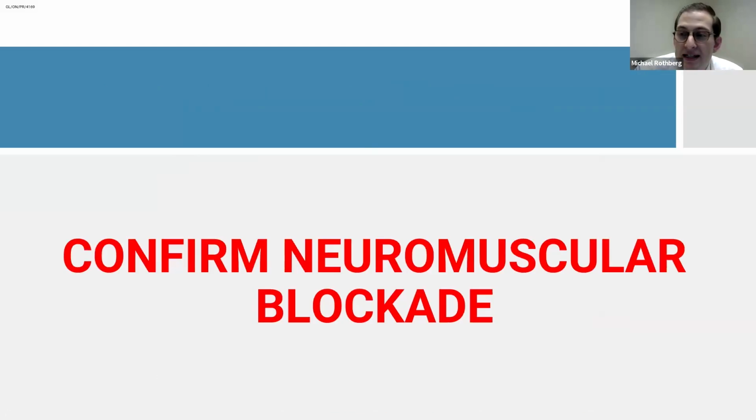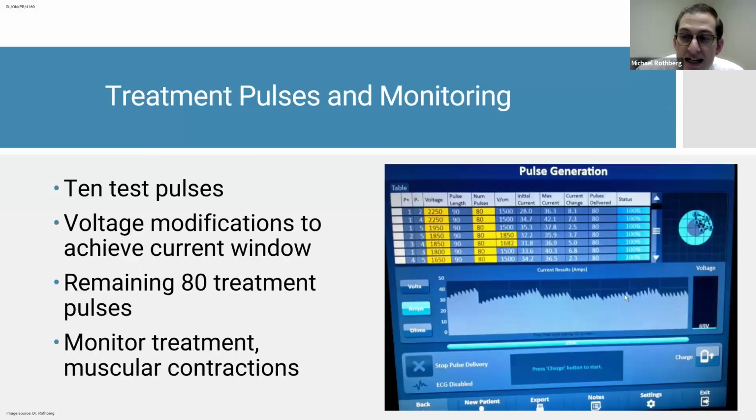So typically about 5 to 7 minutes before we're planning to start treatment, essentially when I'm just tinkering around with the electrodes and making sure I'm happy with everything, we'll confirm with our anesthesia team that there's complete paralysis and zero twitches, confirm that there's complete neuromuscular blockade prior to starting treatment. We'll then deliver the first 10 test pulses between each electrode pair.